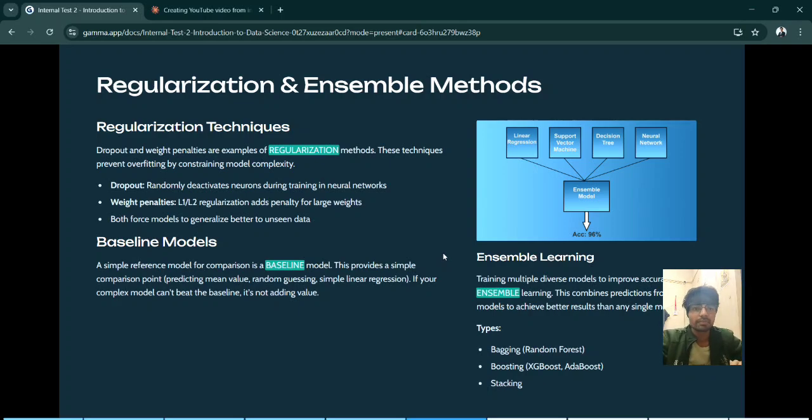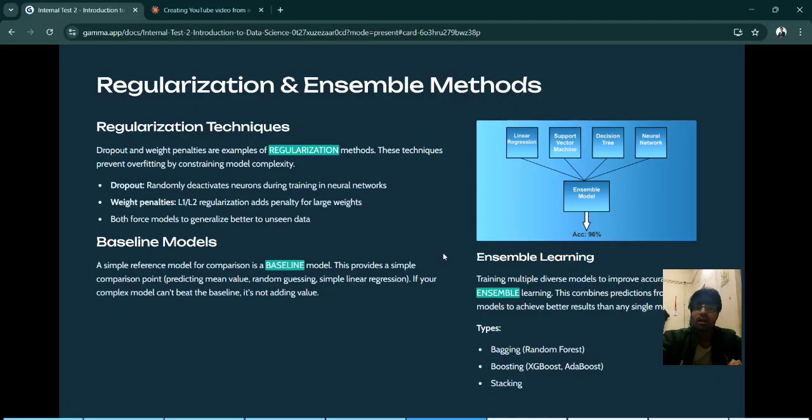So question number 16: a simple reference model for comparison is called a blank model. So the answer is baseline or benchmark model. The baseline provides a simple comparison point. For regression, it might be predicting the mean value. For classification, it might be predicting the most common class. If a fancy deep learning model can't beat this simple baseline, it is not adding any value. Always establish a baseline before building complex models.